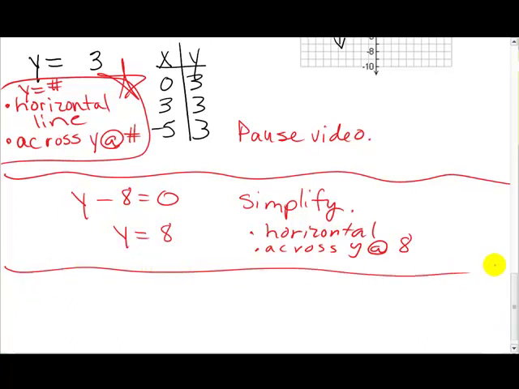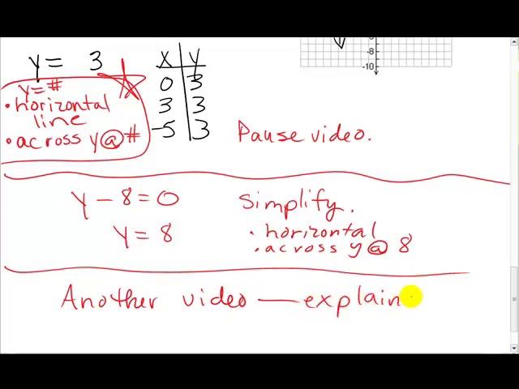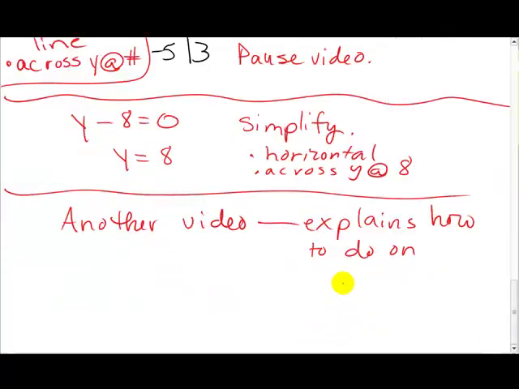There's also a video that explains how to do the graphing on Course Compass. So watch it before you do the homework.